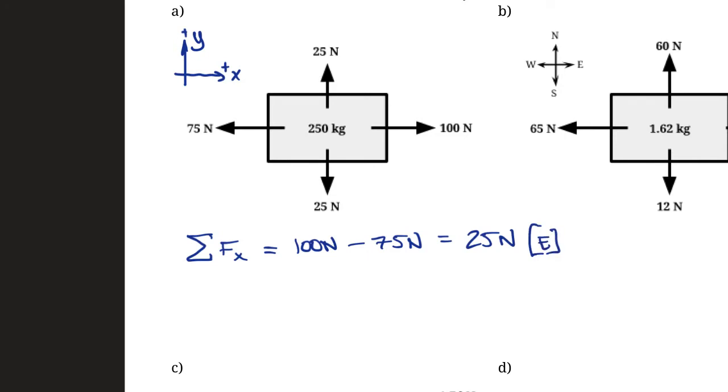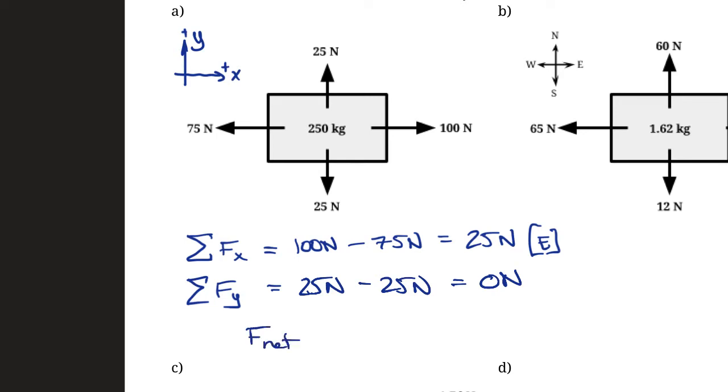And we're going to do the same thing for the sum of the forces in the y direction. Well, the upwards force here is going to be positive, right? Because we said y is positive going up. So it's going to be 25 newtons minus 25 newtons equals 0 newtons. And we don't need a direction when it's 0 newtons, right? So our final answer, the F net acting on that object, is just going to be 25 newtons to the east. And this is a vector, so we should put the vector arrow on top of it.